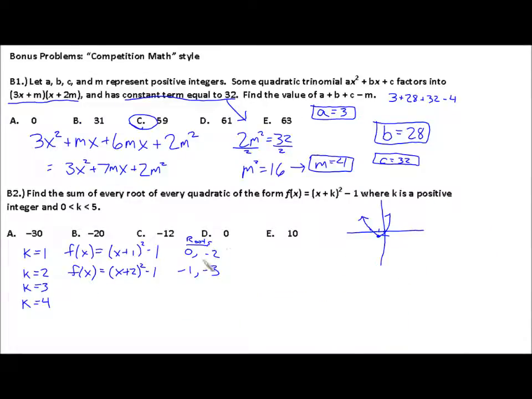You do start to see a pattern emerging here. These are getting less and less every time. That's going to continue, because when you add a number inside parentheses, you're always going to shift your graph to the left. So we're going to get a series of graphs that look a little below the x-axis. They look something like this. And we just need to find the sum of all these x-intercepts.